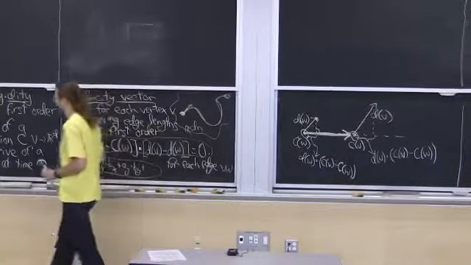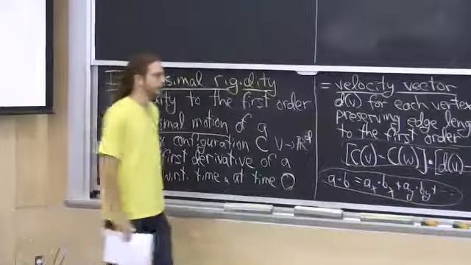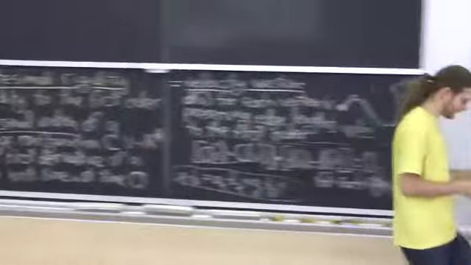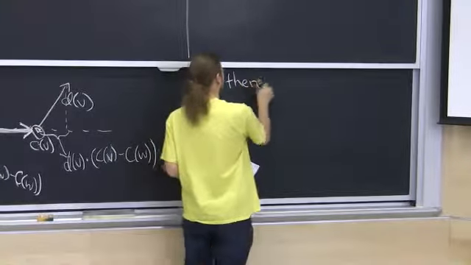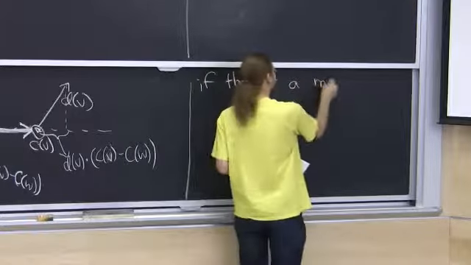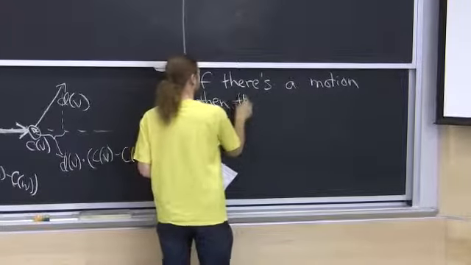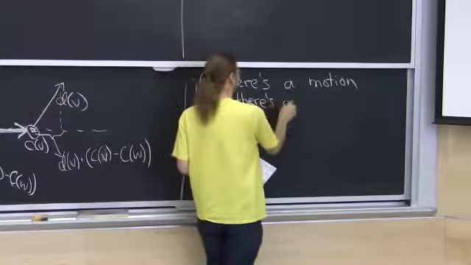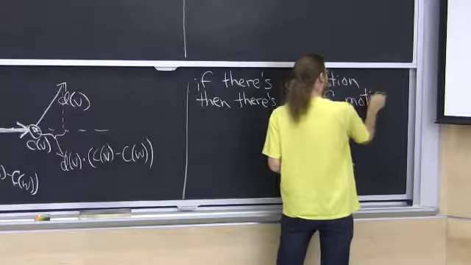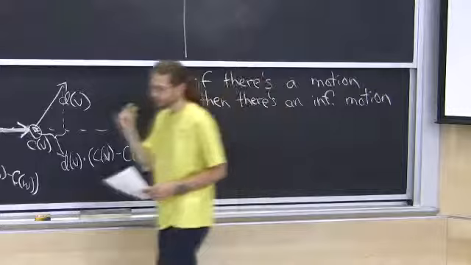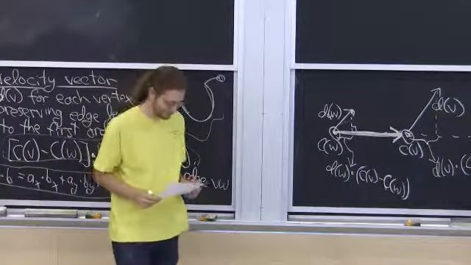And it's useful to realize that it's a first derivative of a motion, because what that implies is that if there's a motion, a real honest-to-goodness motion, then there's an infinitesimal motion. I'm going to abbreviate that inf motion. Infinitesimal is pretty long. Infinitesimal means very tiny. Smaller than anything, I think, is the literal meaning.